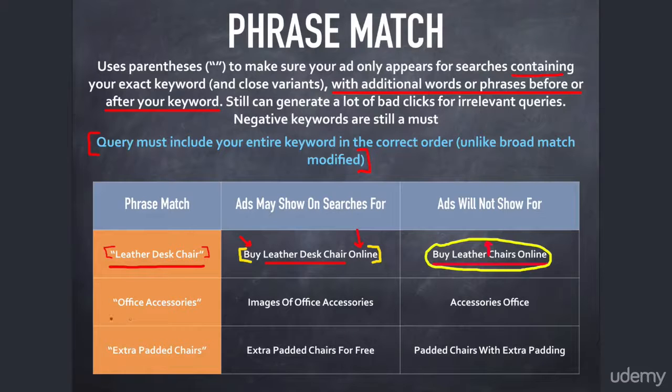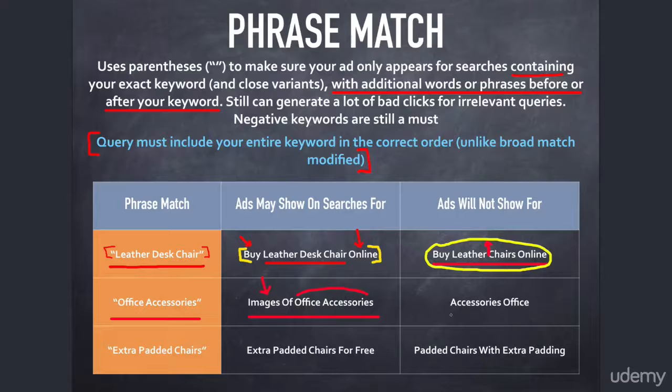Another example, office accessories. For example, that's my phrase match keyword, images of office accessories, because here we have office accessories right here. That's my phrase match keyword showing up in the query. And it's okay to have additional words and phrases prepended like images of. So that's another example of a query that might trigger my ad. So we want to be careful there.